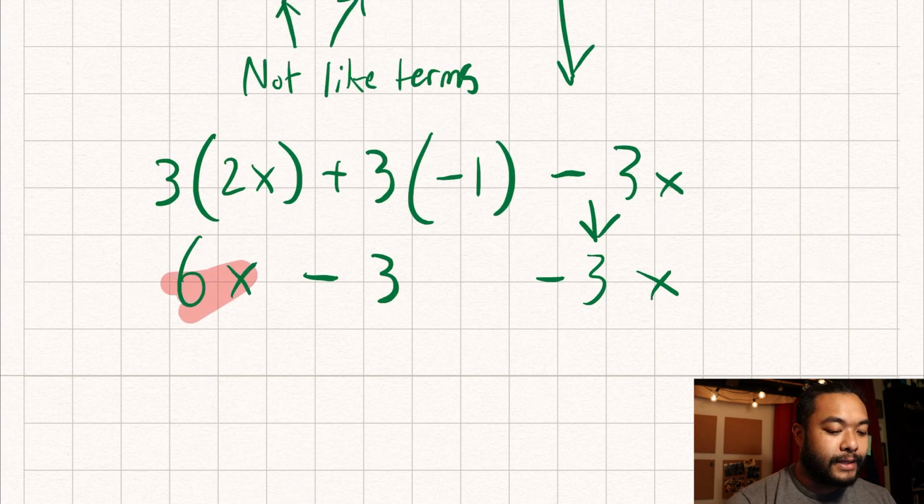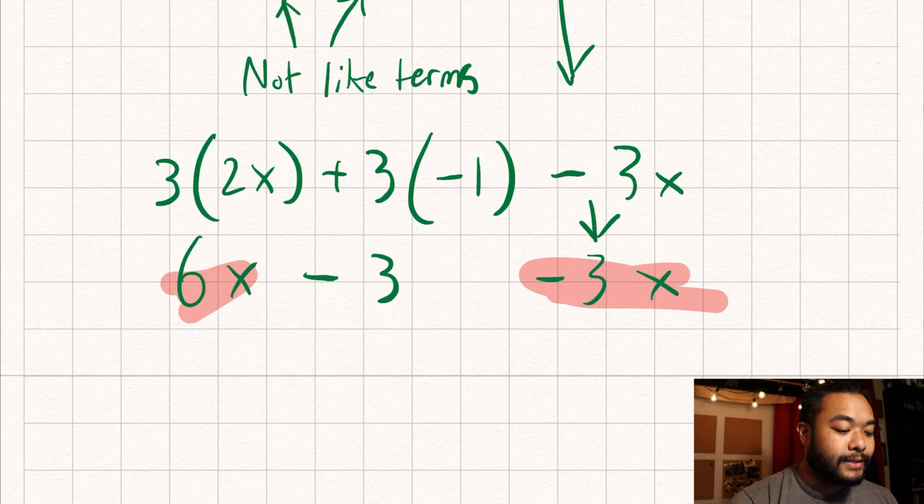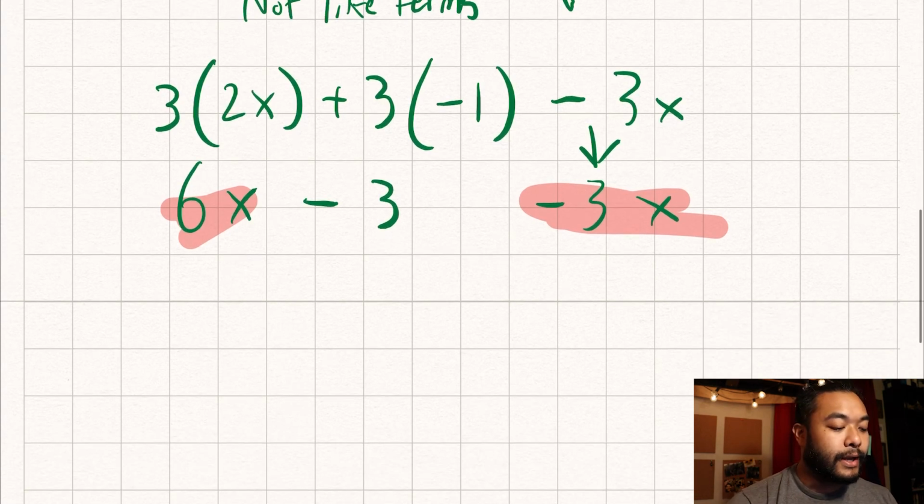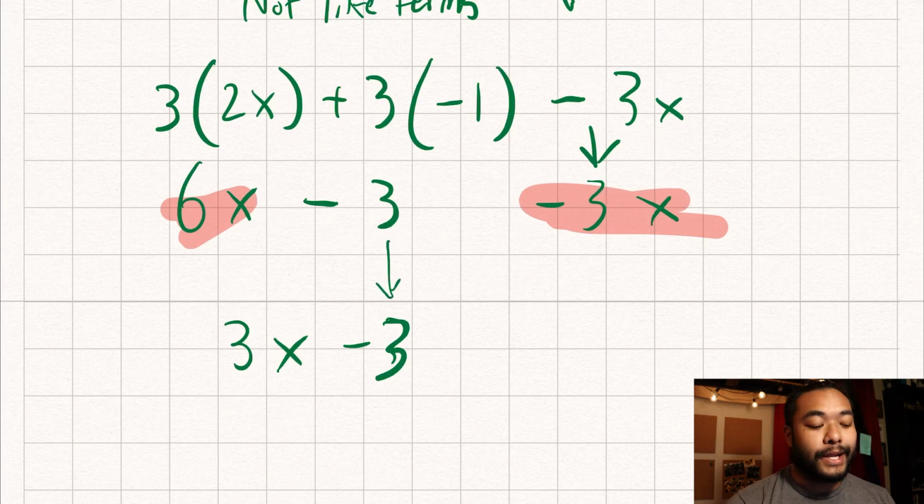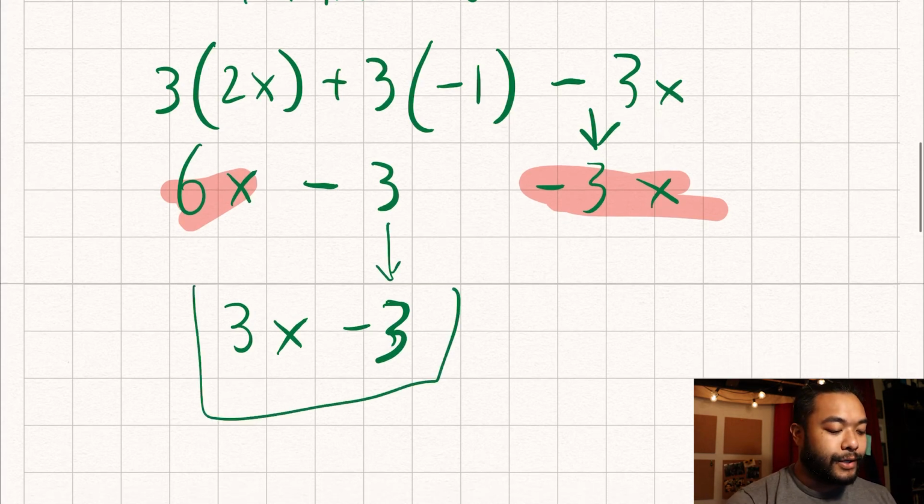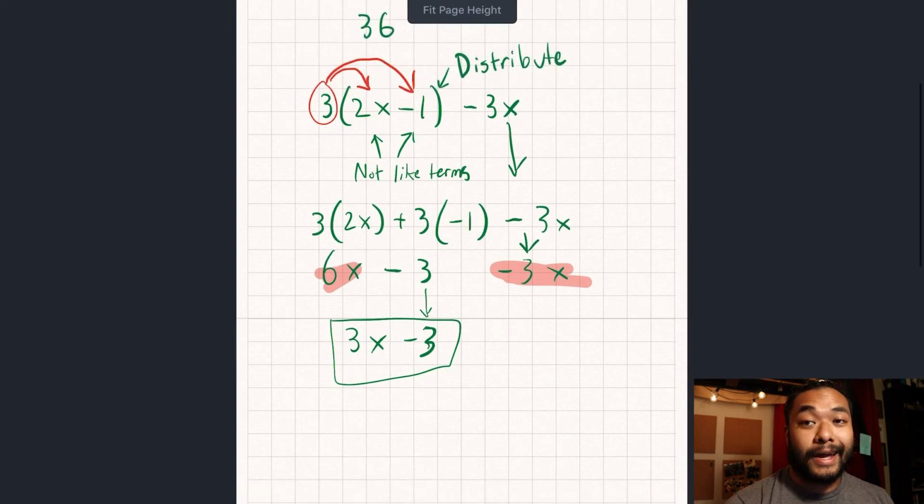I see a 6x and I see a minus 3x. Those are the only like terms in this expression, so those go together. 6x minus 3x will give me positive 3x minus 3. Because there's nothing I could have done with this minus 3. It just comes down, and this is my answer. Okay, not too bad. The whole point is we distribute when we cannot combine like terms inside the parentheses. That is when we distribute.